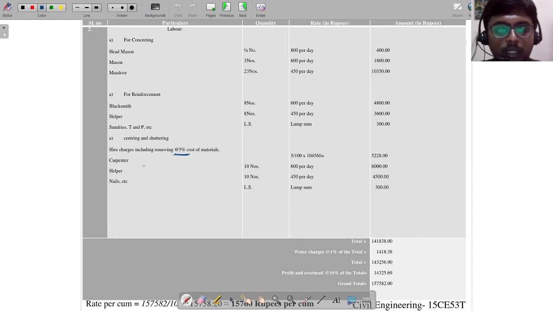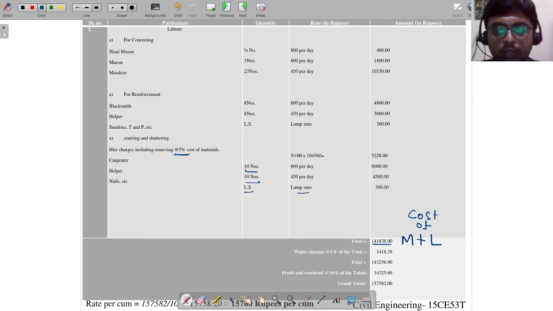To carry out the centering and shuttering work for 10 cubic meter of RCC, we need carpenter in 10 numbers and helpers in 10 numbers, and also we need nails, which is taken as lump sum amount at the rate of 300 rupees. Once all this is tabulated, multiply the quantity and rate to get the amount in rupees, and finally make the total. This total includes the cost of the materials plus the cost of the laborer.